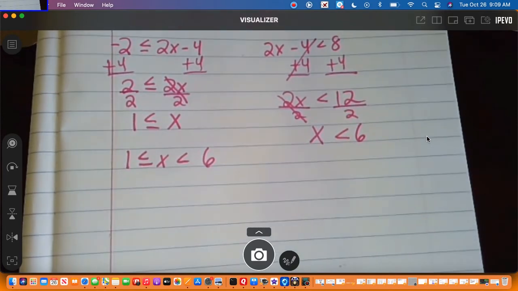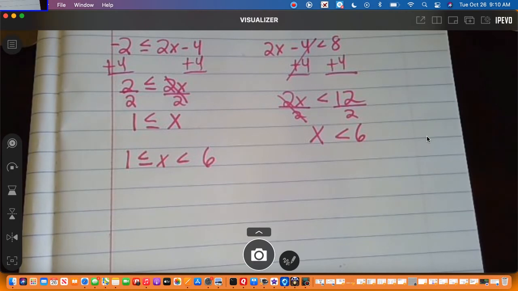So can you tell on your graph that it was between the numbers 1 and 6? Why was 6 an open circle? Chloe, why was 6 an open circle? Because it doesn't have an equal to. Okay. And why was the 1 a closed circle? Because it does have the equal to.